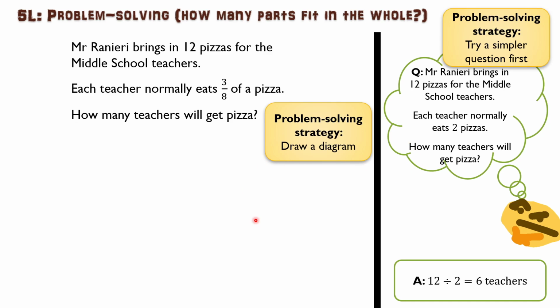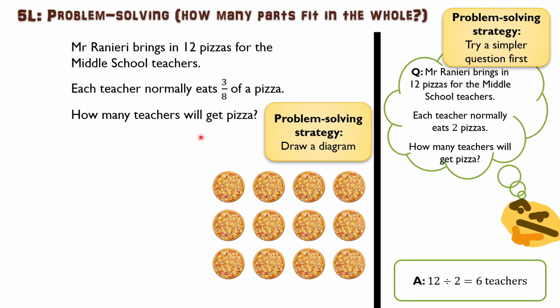This good problem-solving strategy is to draw a diagram. There are 12 pizzas, so let's draw 12 pizzas so we can see them. You can just draw 12 circles. Each teacher normally eats 3/8 of a pizza. Well, 3/8 of a pizza, I can divide a pizza into 8. And I can shade in 1, 2, 3/8. So each teacher eats about this amount of pizza.